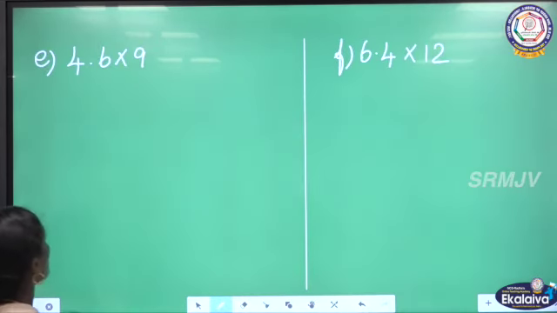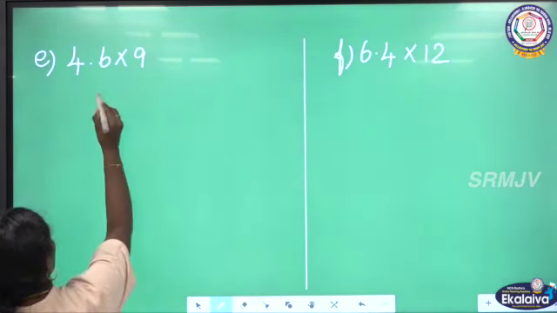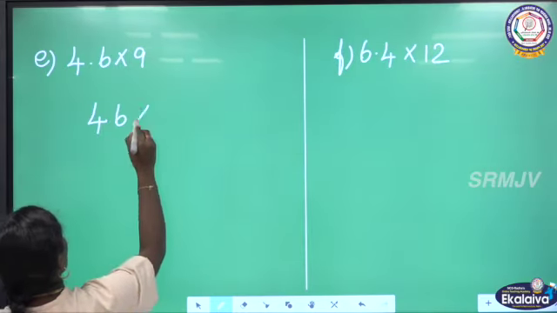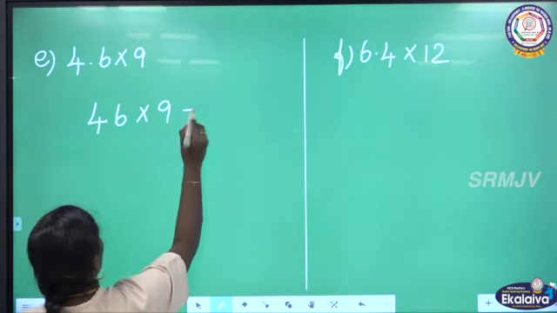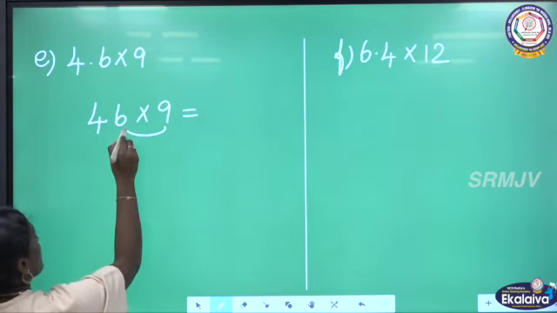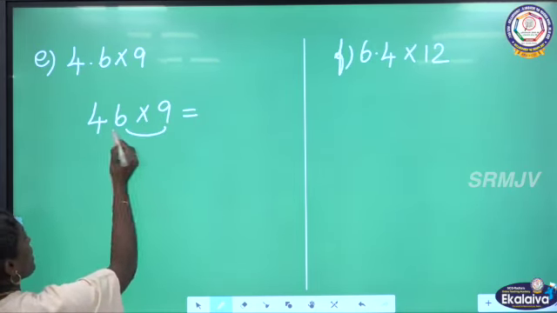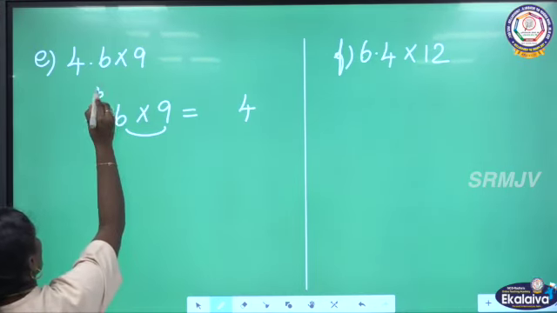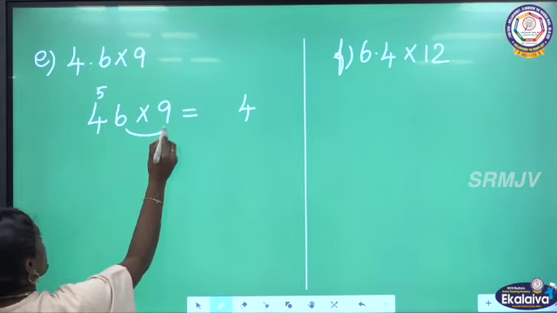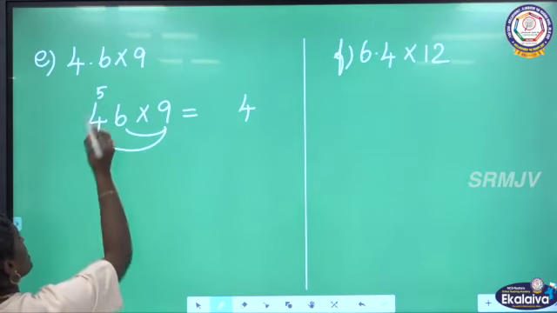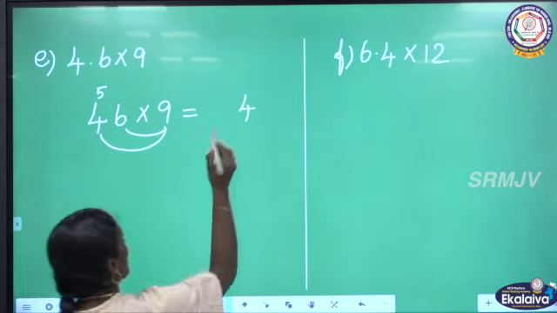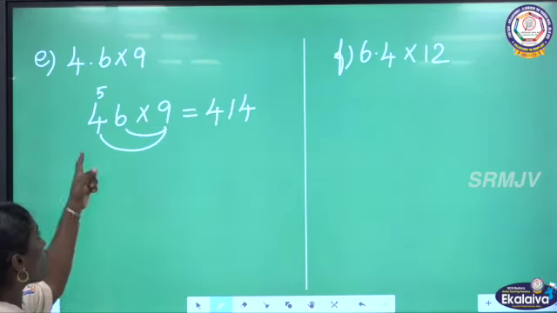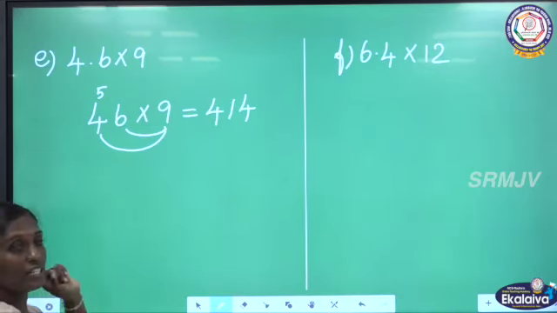The next one 4.6 into 9. Now, we have to consider as a whole number 46 into 9. Now, we have to multiply 9 6s are 54. 4 here, 5 carry over, 9 4s are 36, 36 plus 5 41. Now, we got the answer for the whole numbers 46 into 9.